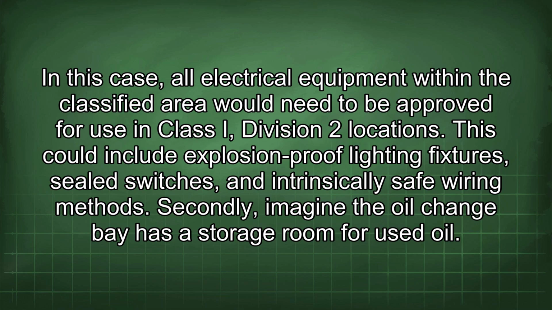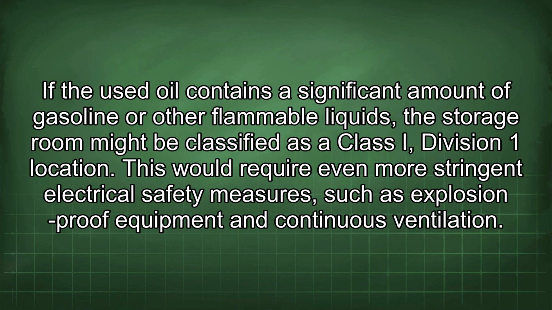Secondly, imagine the oil change bay has a storage room for used oil. If the used oil contains a significant amount of gasoline or other flammable liquids, the storage room might be classified as a Class I Division I location. This would require even more stringent electrical safety measures, such as explosion-proof equipment and continuous ventilation.